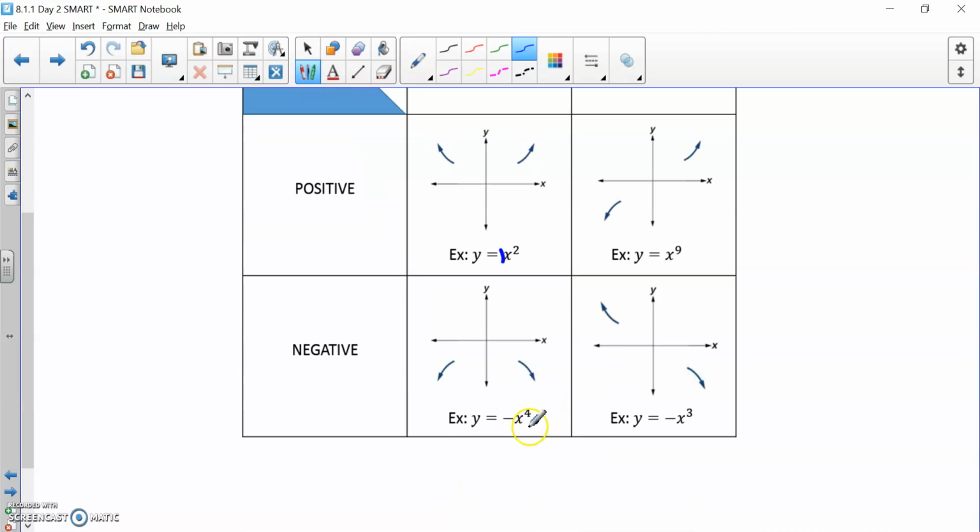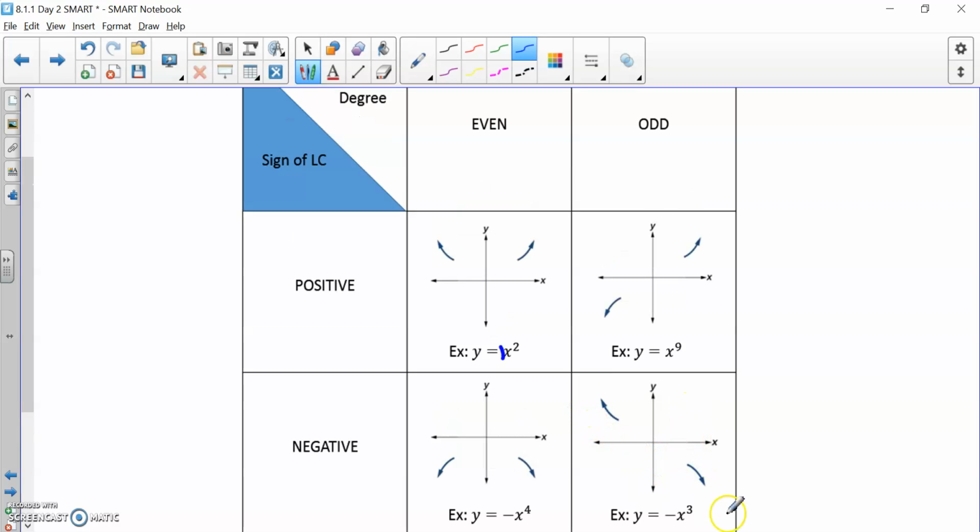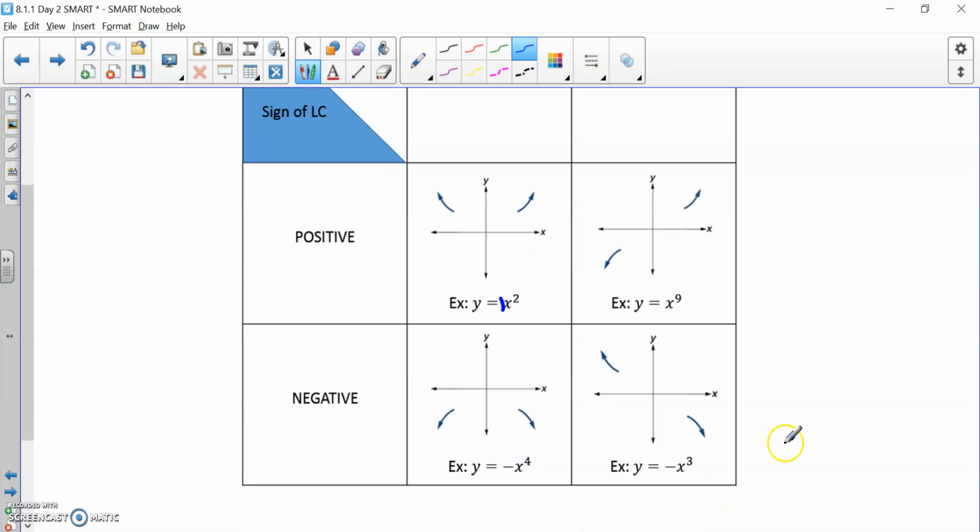And then down here, this is where we get into the negative leading coefficients. So if you have a negative sign up front and the degree is an even number, that would be your down, down. And then similarly here, we have a negative up front, so the leading coefficient is negative, but the degree is odd. And that tells us that we're going to be up, down. So this table is also really helpful to put that all together.